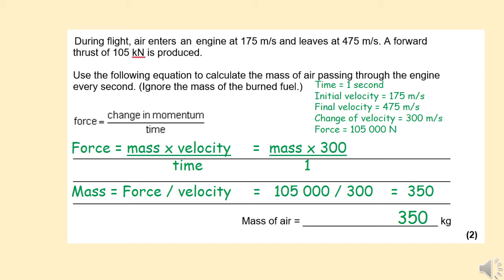Now once you've got that, I've changed the equation from change in momentum divided by time to mass times velocity divided by time. Now the time is 1, which means that mathematically the force is the mass times the change of velocity. I can rearrange that to give me mass is force divided by velocity, which gives me 105,000 divided by 300, which gives me 350 kilograms of air. Remember, that is each second that's passing into the engine.